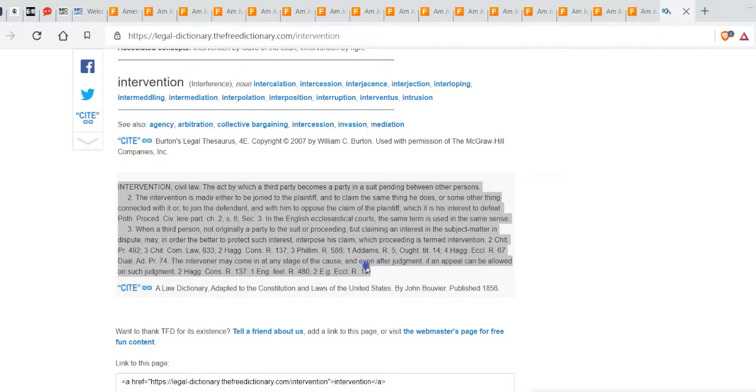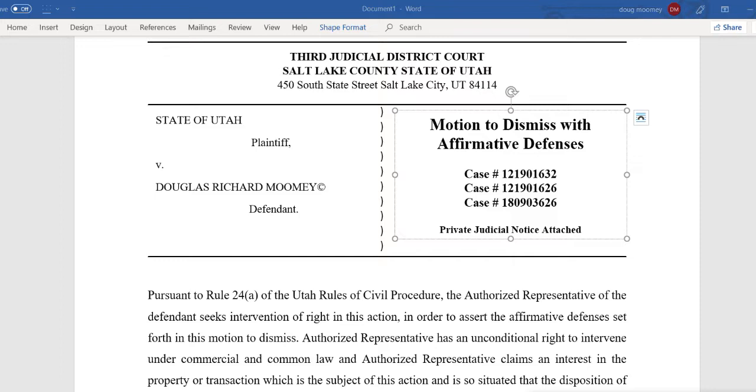So if you've got something open, I'm wondering if you can put in a motion to intervene, right? And then put in there that you have a security interest in the defendant. So again, this is my motion to dismiss with affirmative defenses, and then I'm going to put a private judicial notice in there and attach my administrative process that I did against the Office of State Debt Collection.